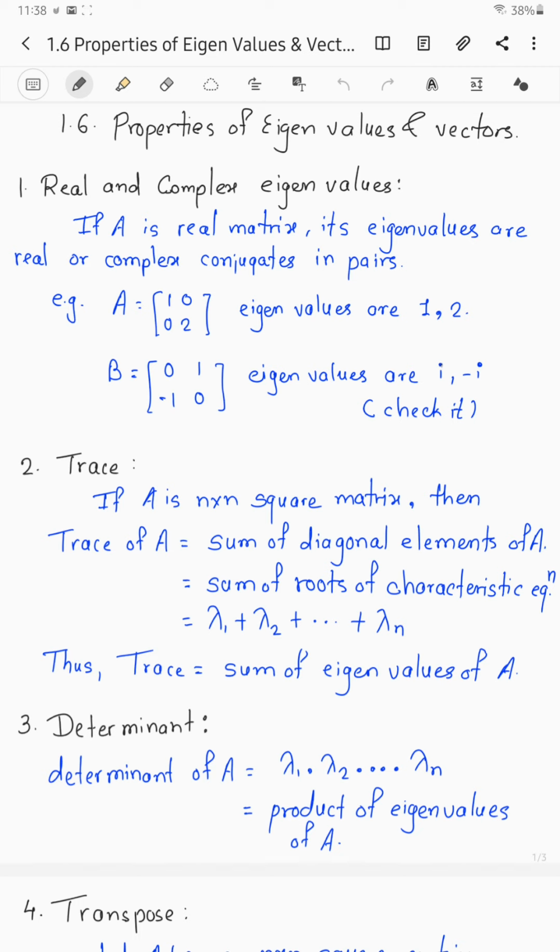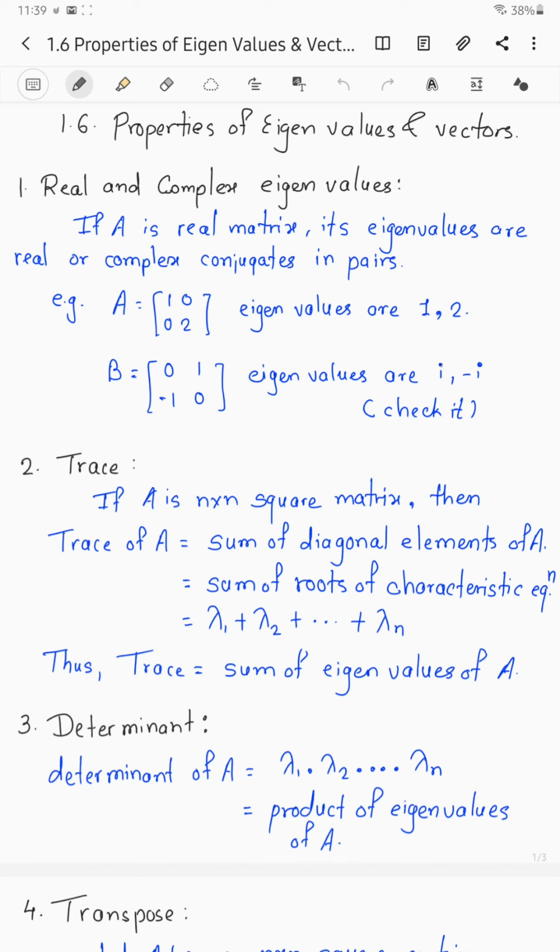Real and complex eigenvalues: A is a real matrix means a matrix whose entries are real values. You can see in the example, matrix A is a real matrix where 1, 0, 0, 2 are real numbers. Similarly, matrix B, which is 0, 1, minus 1, 0, is also a real matrix because its entries are real numbers.